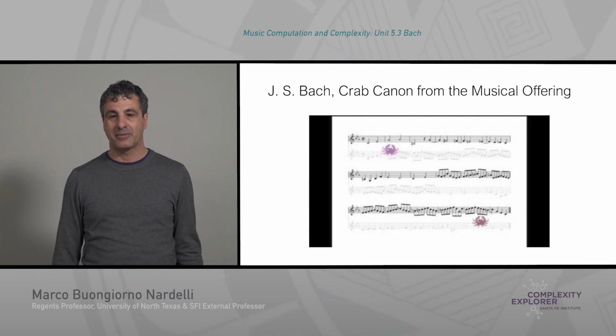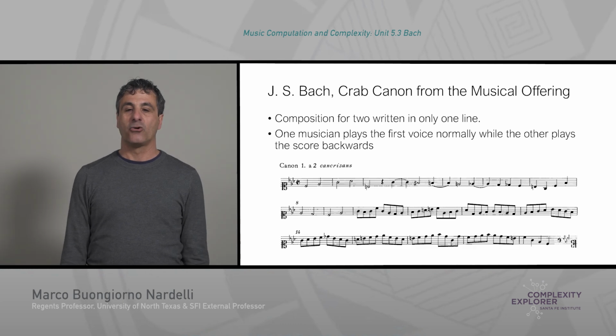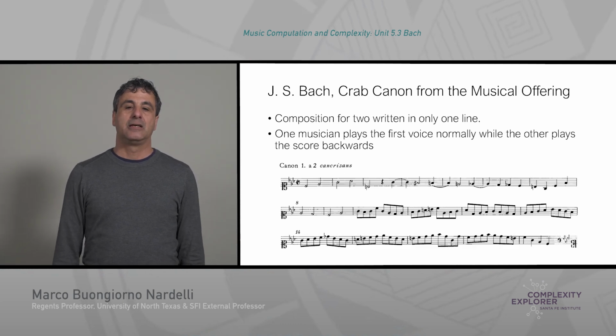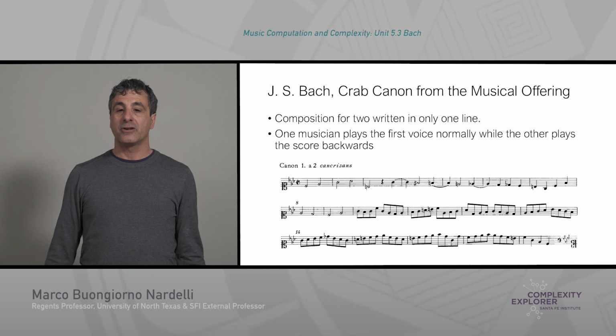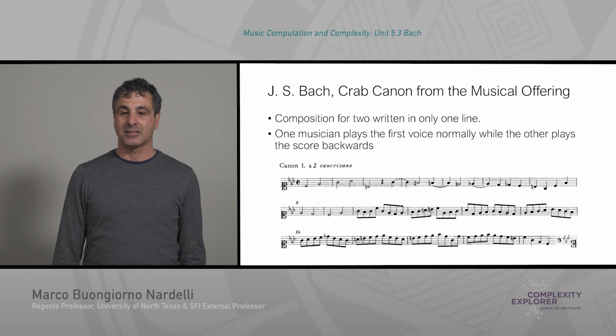And there is a famous crab canon in the Musical Offering of Johann Sebastian Bach that you can listen to in the PowerPoint of this unit. You can see actually the whole canon as it is written. As you see, it is written in only one line, and so the first performer, the first voice, plays it normally, left to right, and the second one plays the score backwards. And this is actually how these crab canons were written at the time of Johann Sebastian Bach.